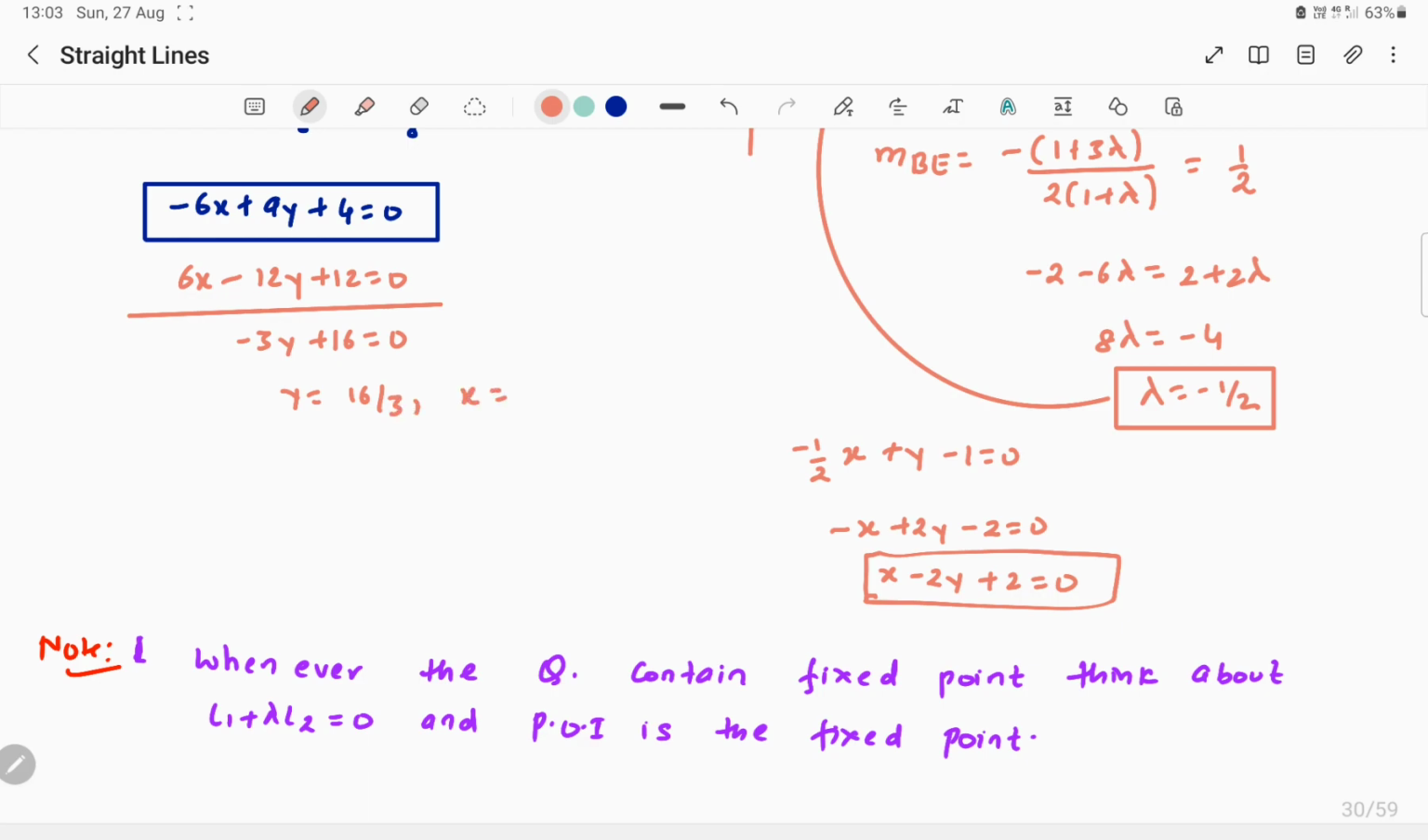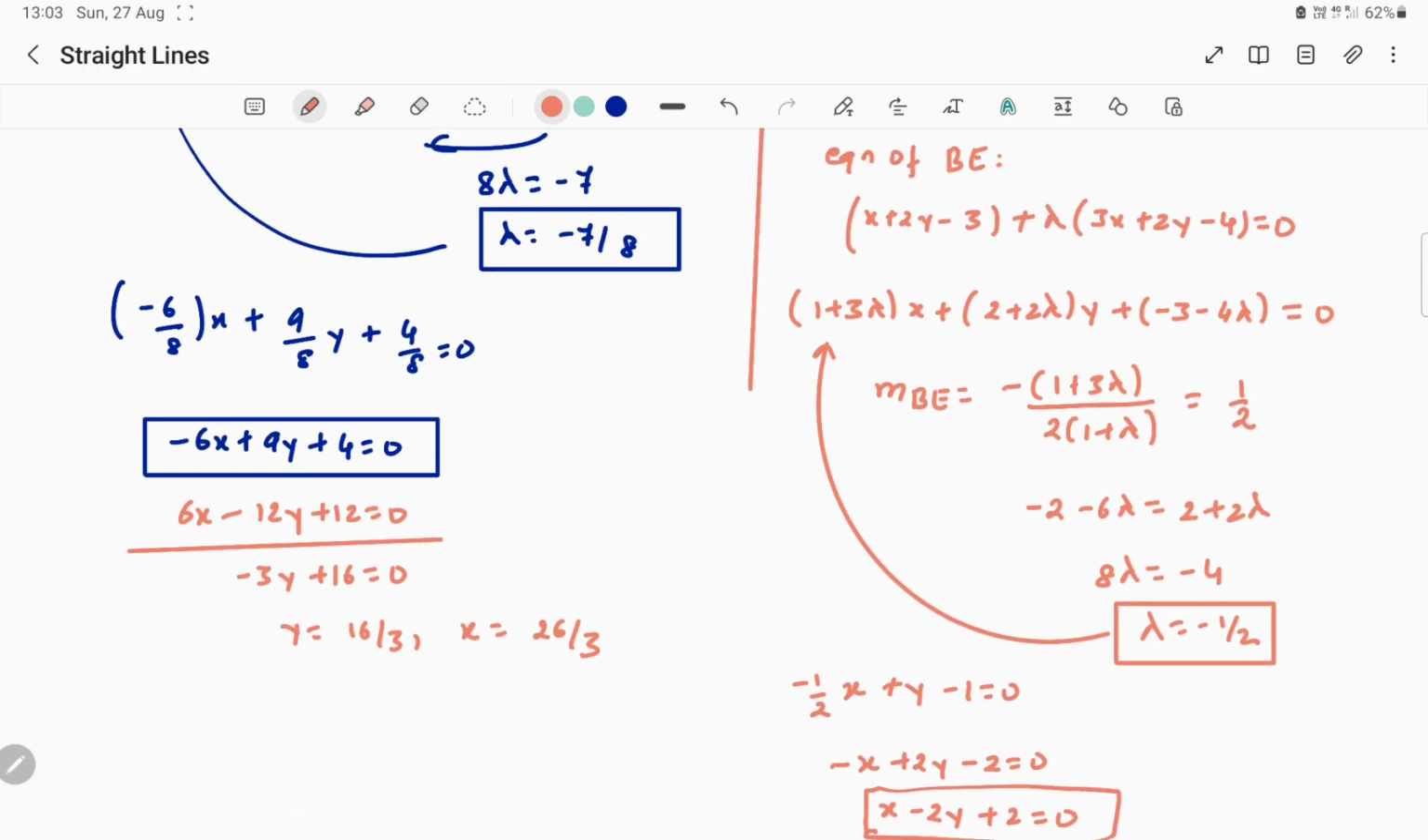So x is what? x is 2y minus 2. So that will be 32 by 3 minus 6. So that is 26 by 3. Okay, so check the calculation once.